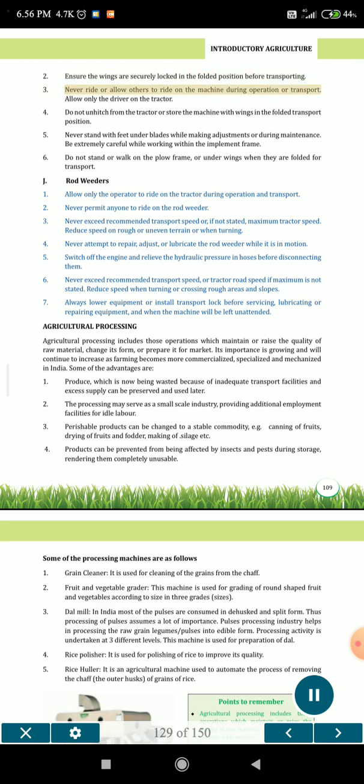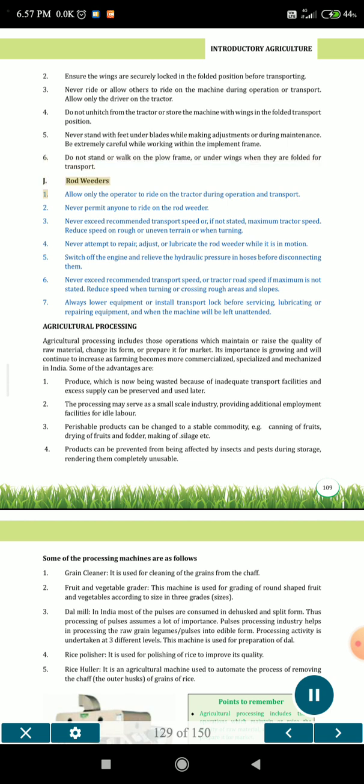3. Never ride or allow others to ride on the machine during operation or transport. Allow only the driver on the tractor. 4. Do not unhitch from the tractor or stow the machine with wings in the folded transport position. 5. Never stand with feet under blades while making adjustments or during maintenance. Be extremely careful while working within the implement frame. 6. Do not stand or walk on the plow frame or under wings when they are folded for transport.